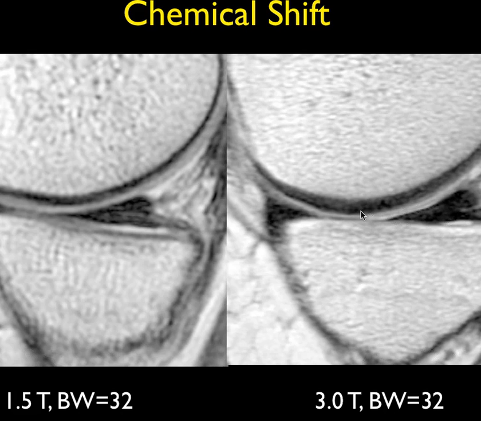So everything else the same. If you double the field strength, you're going to double the chemical shift artifact. And therefore, chemical shift artifact can be much worse at higher fields than at lower fields.